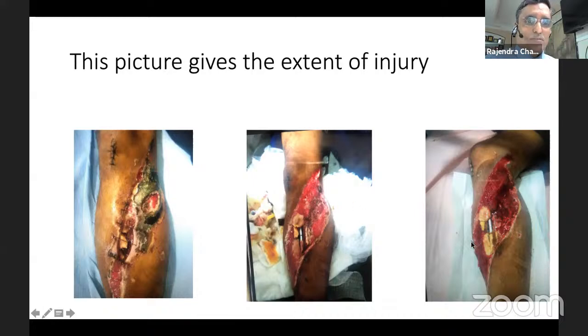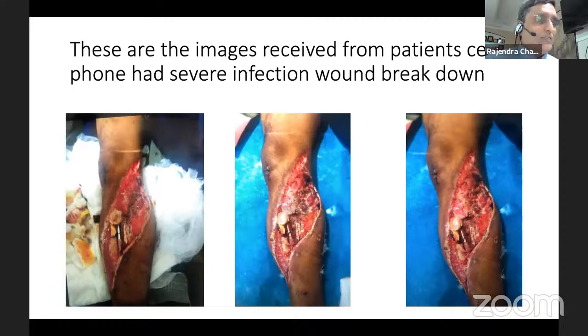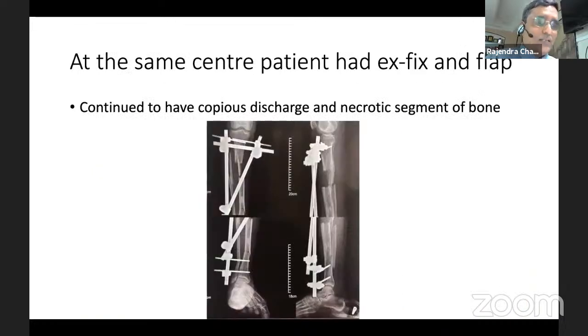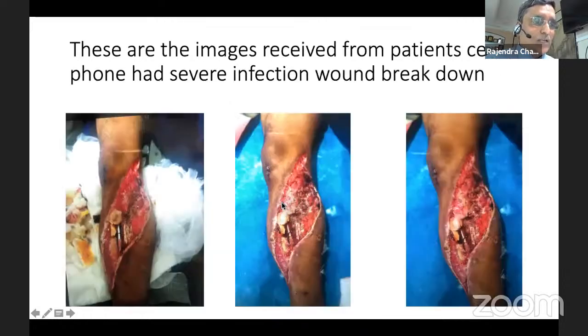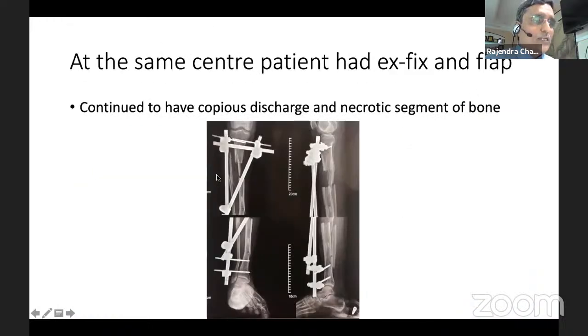In the whole scene, the tibia was exposed, the nail was seen, and debridement was done in multiple sittings at the initial center of his orthopedic management. And these were the X-rays retrieved by the patient's relative. At the same center, because he had an infected scenario, the surgeon had done external fixation, excised the initial bone, but the excision was not complete because the whole segment, as we can see here, was necrotic, from almost the proximal end to the middle of the tibia. So initial excision was done, and then they had done a flap cover.